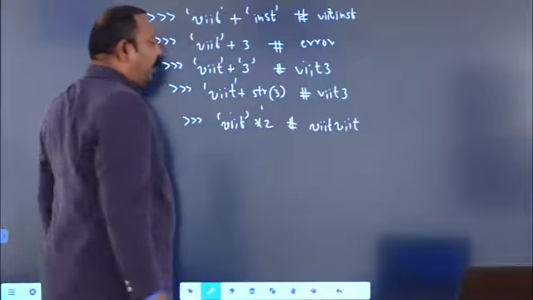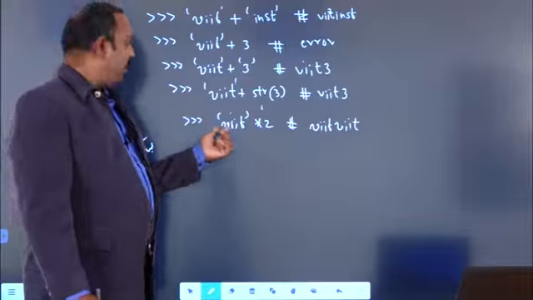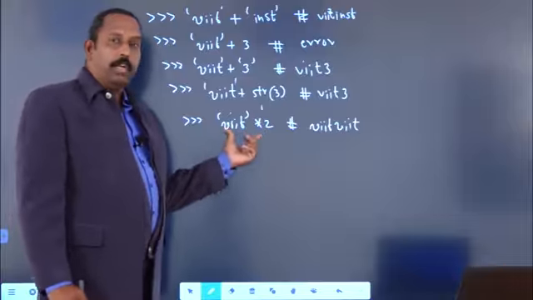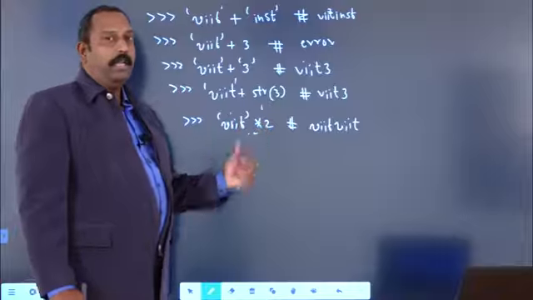It will replicate 2 times. Here, what is the rule? For the first argument, any one of the arguments must be string data type and the other must be integer data type.